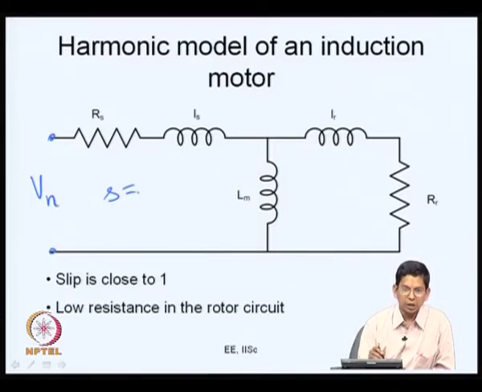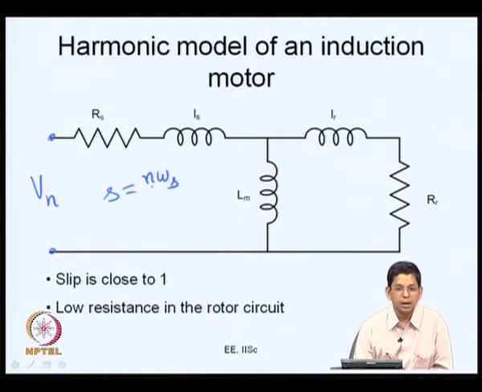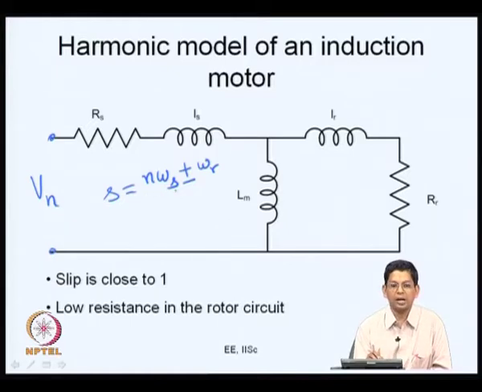Now, the synchronous speed to start with is not omega s, but it is n times omega s, where n is the harmonic order. And the relative speed between the synchronous speed and the rotor could be n omega s plus omega r or n omega s minus omega r. If it were the fifth harmonic, for example, this omega r and the revolving magnetic field that the fifth harmonic produces are in opposite directions. So, the relative speed is 5 omega s plus omega r. If it were the seventh harmonic, then the seventh harmonic's revolving magnetic field and the rotor revolve in the same direction, it will be 7 omega s minus omega r.